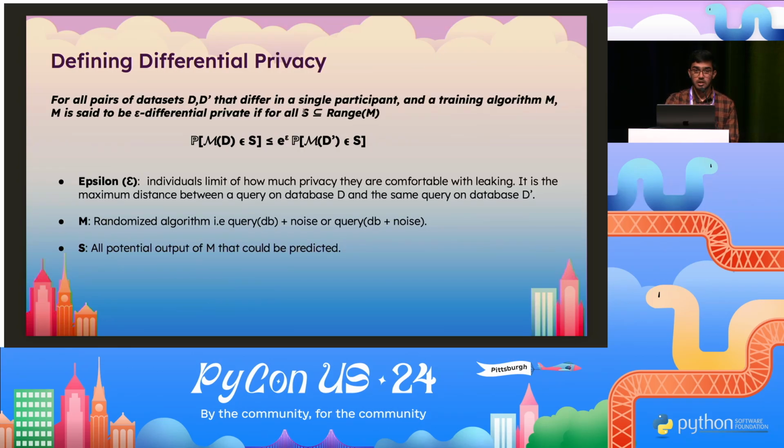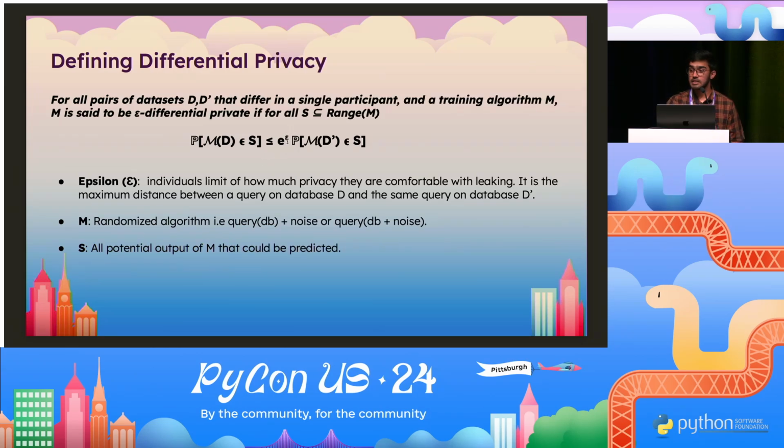So in this case, S could be the conclusion that smoking could cause cancer. So no matter if I run this study on D or D prime, the probability that I conclude that smoking causes cancer is going to be almost the same in both the data sets, D and D prime, for example. And here, the almost equal is quantified by the e to the epsilon term that we see here. And epsilon is called the privacy budget.